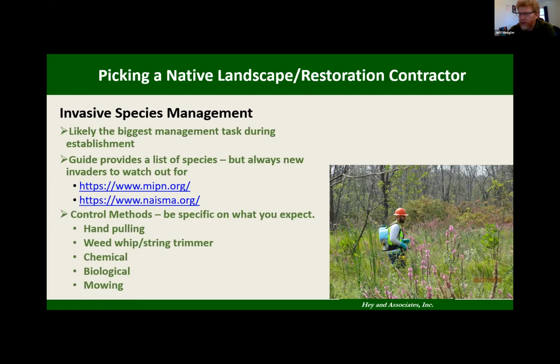Chemical control is most common with herbicides. Biological control is still employed to some degree. And then mowing, I mentioned an example of that earlier. Sometimes you can mow to hold an annual crop of agricultural weeds down until your natives establish.